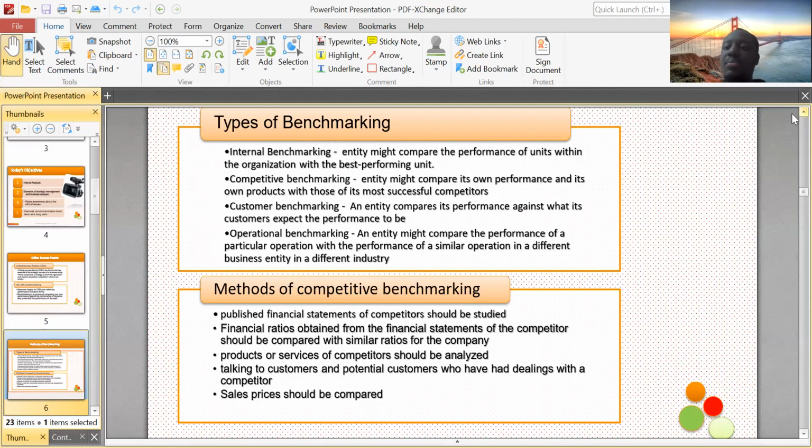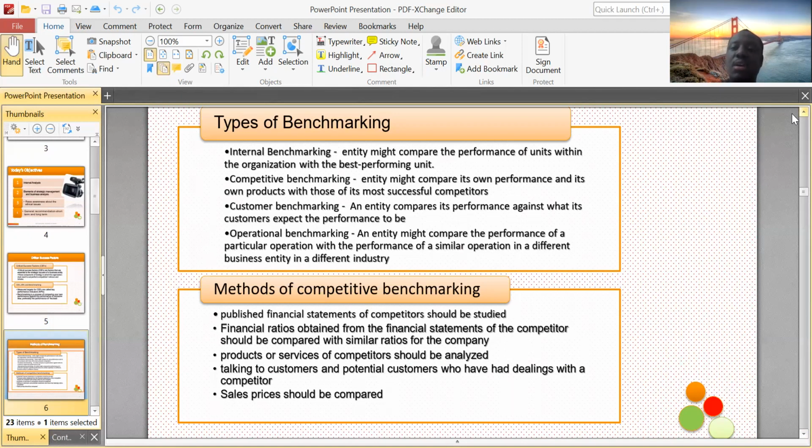They also have customer benchmarking. Usually, customers will have an expectation of what performance should be in relation to the organization. So in customer benchmarking, organizations compare their actual performance in relation to their customers against what customers' expectations actually are. Here we are assuming that customer expectations are the standard, and the organization is comparing its actual performance with it. Very key.